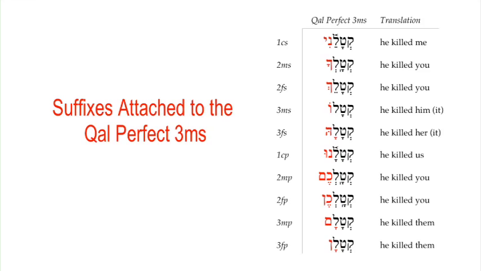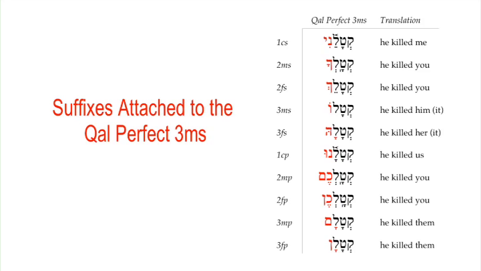So you'll see in the first example, katalani, the Qal perfect 3MS with the 1CS pronominal suffix, and it's translated, he killed me. Notice what is just one word in Hebrew, katalani, is actually 3 words in English when it's translated. He killed me. The subject of the verb is embedded in the verb itself. Then you translate the verb, and then you translate the object of the verb, which has been suffixed directly to the verb. So one cluster of consonants represents 3 different English words.